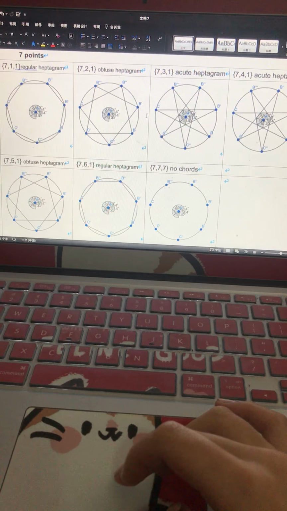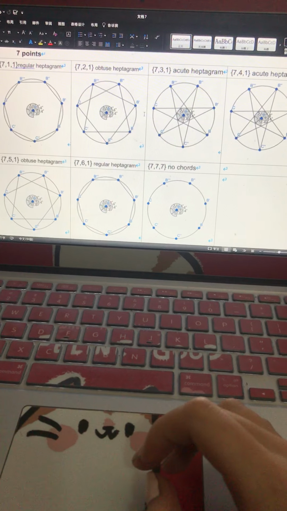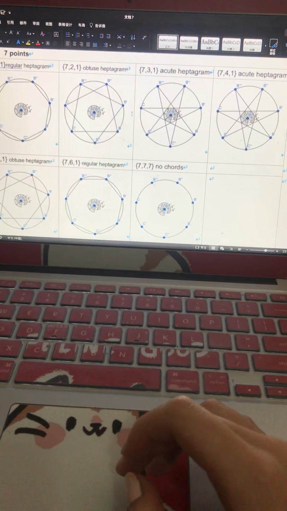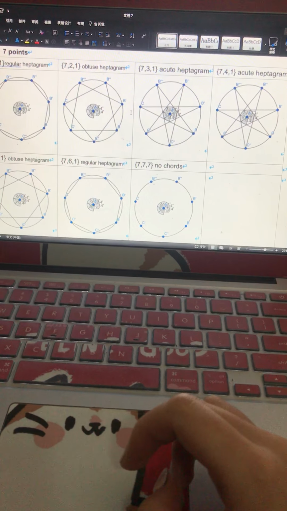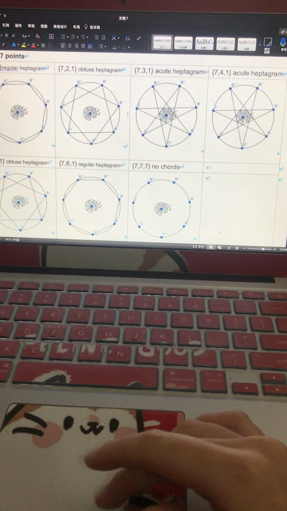So the first one will be gap of 1 again, and I pick up my pen once. And the second one will be gap of 2, I pick up my pen once again. The third one will be gap of 3, I pick up my pen 1 time again. The following will be gap of 4, I pick up my pen 1 time again.